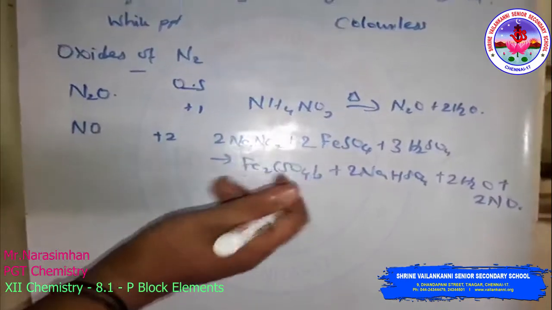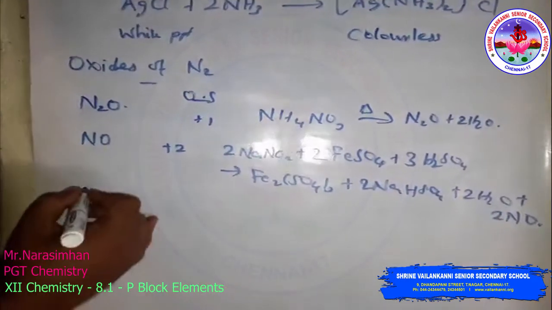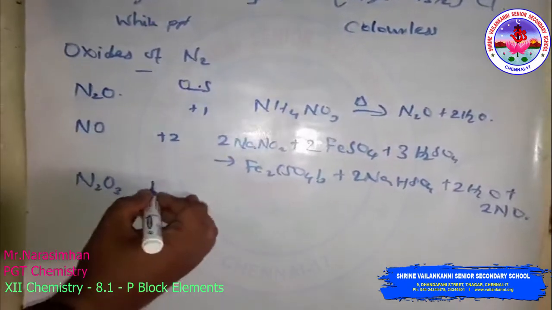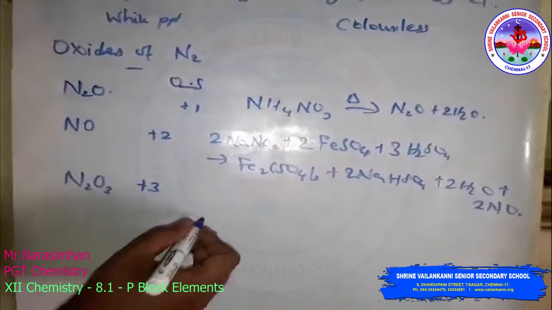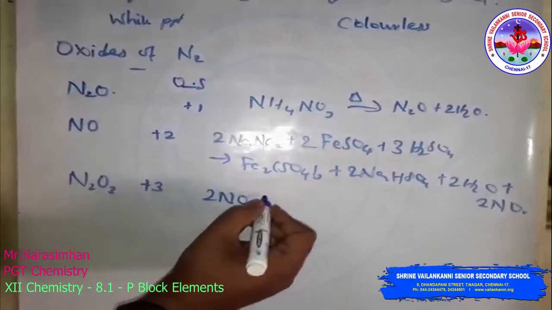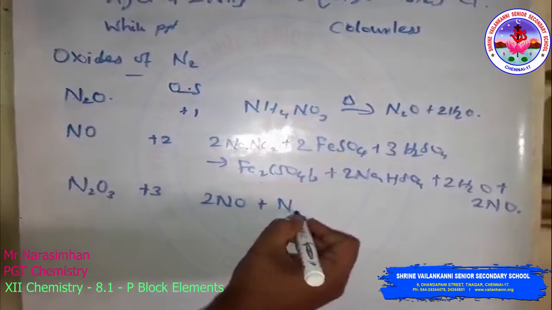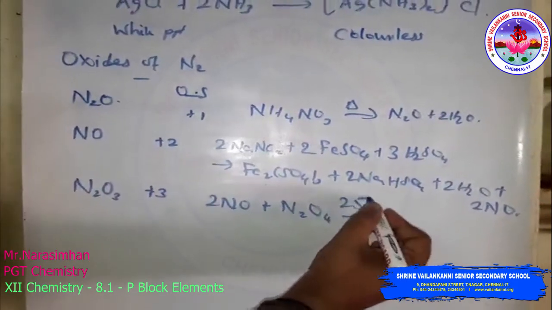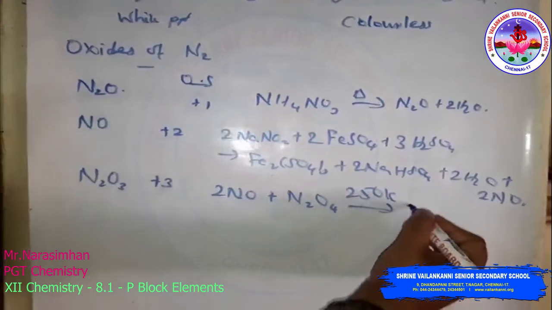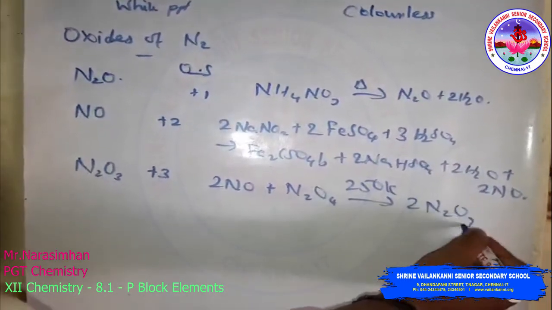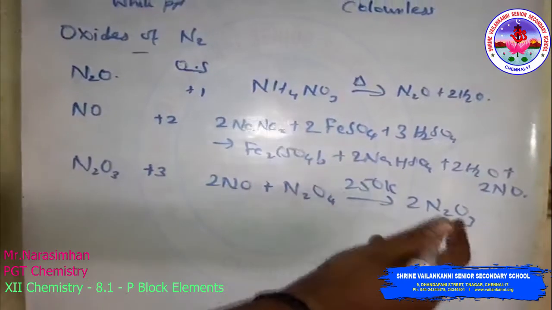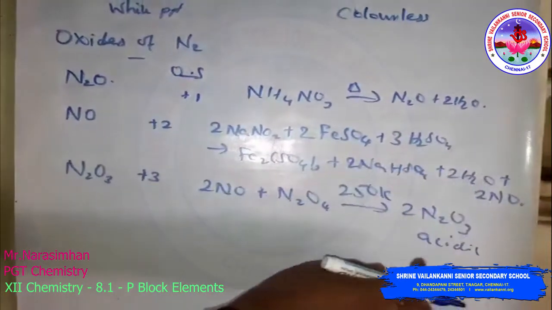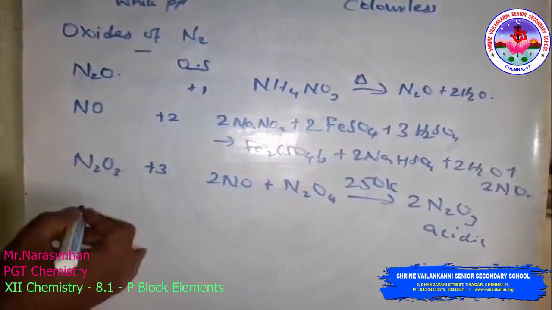Then dinitrogen trioxide or nitrogen(III) oxide, that is N2O3. Here the oxidation state is +3 for nitrogen, and the preparation reaction is 2 moles of nitrogen monoxide reacting with N2O4 in the temperature range of 250 Kelvin to form 2 moles of N2O3. This is a blue solid and acidic. The above two are neutral, and this is acidic.